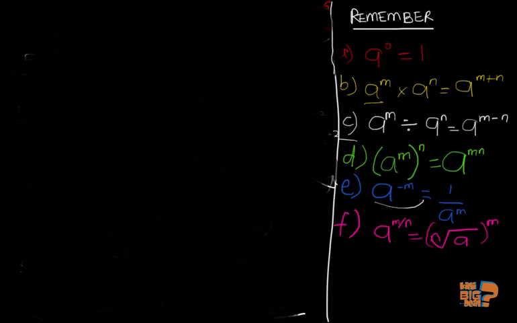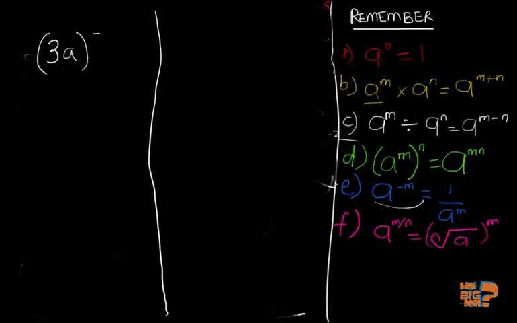Now, if you're given something like, say, let's rule our work again. I think I'm liking that. Oh, this is so straight, just like your leg. If you have 3a, then everything raised to power minus 2.